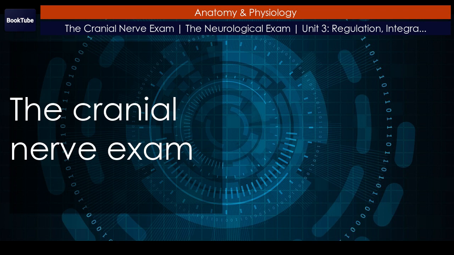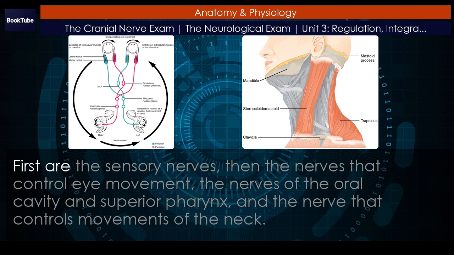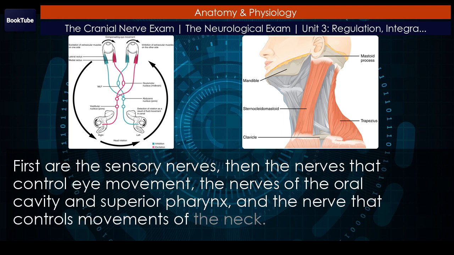The cranial nerve exam. The cranial nerves can be separated into four major groups associated with the subtests of the cranial nerve exam. First are the sensory nerves. Then the nerves that control eye movement. The nerves of the oral cavity and superior pharynx. And the nerve that controls movements of the neck.